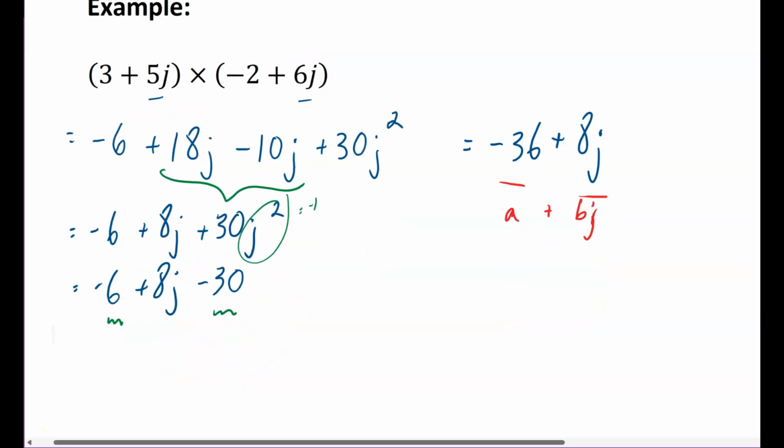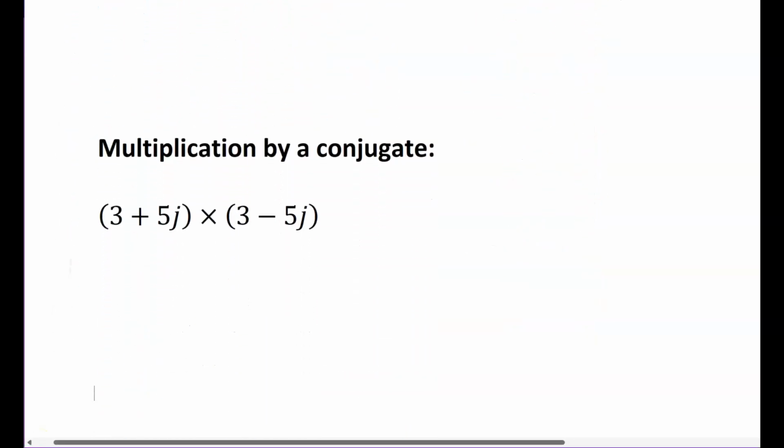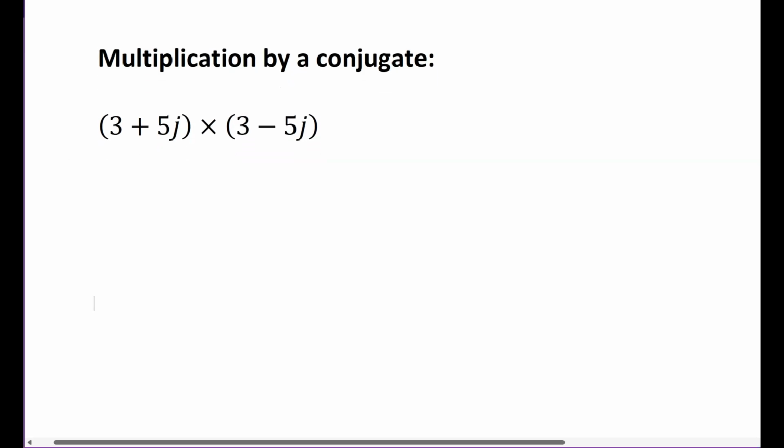Now, one more thing we will look at in this video is to multiply a complex number by its conjugate. And actually, I encourage you to pause the video now and try multiplying this complex number by its conjugate. We talked about what a conjugate was in last week's class. So pause the video and do the multiplication. After you've finished, come back and check the answer.